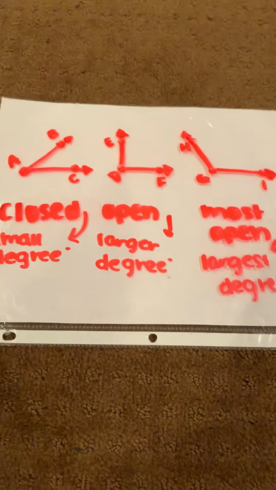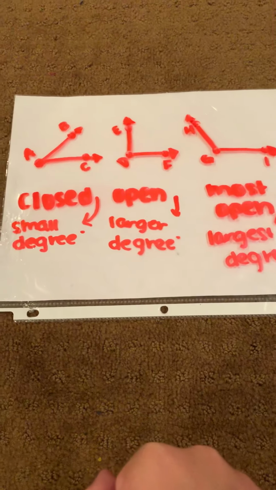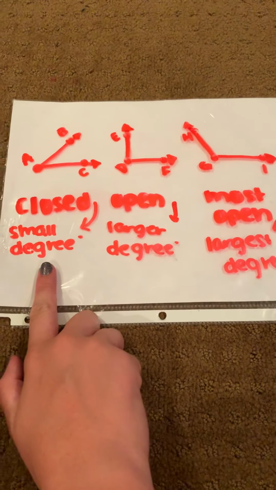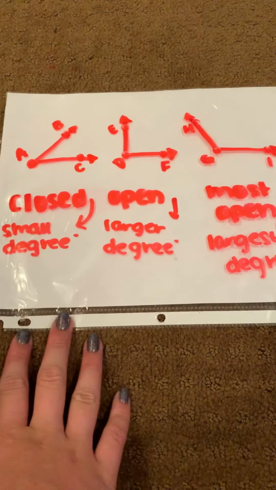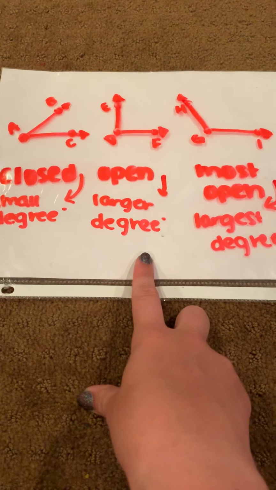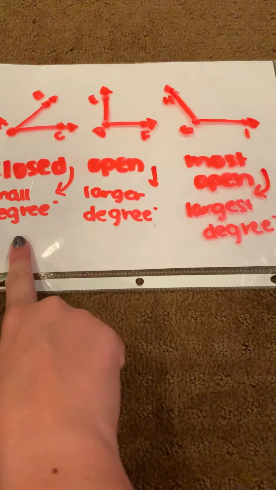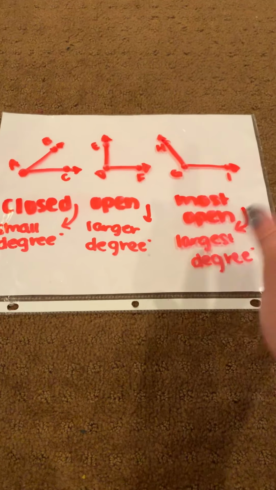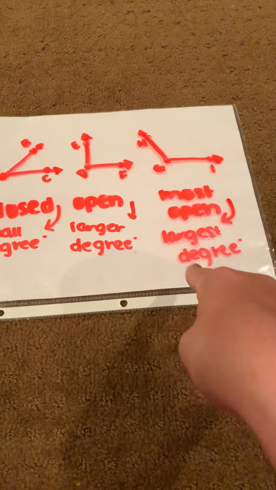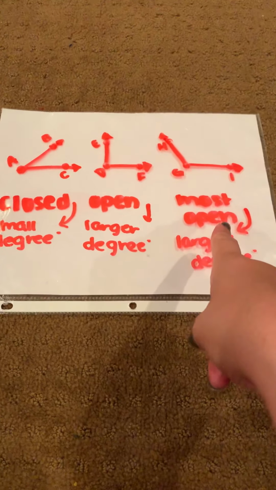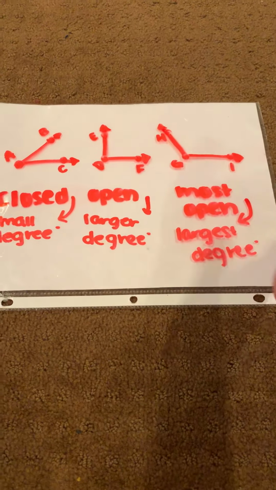And the way that we measure angles is through their openness. So this one would be closed, so it would be a smaller degree. This one would be a little bit more open, so it would be larger than this one. And then this one is the most open and largest, so this would be bigger than all of them. So this one is larger than this one, but smaller than that one. And this one is larger than all of them, and this one is smaller than all of them.